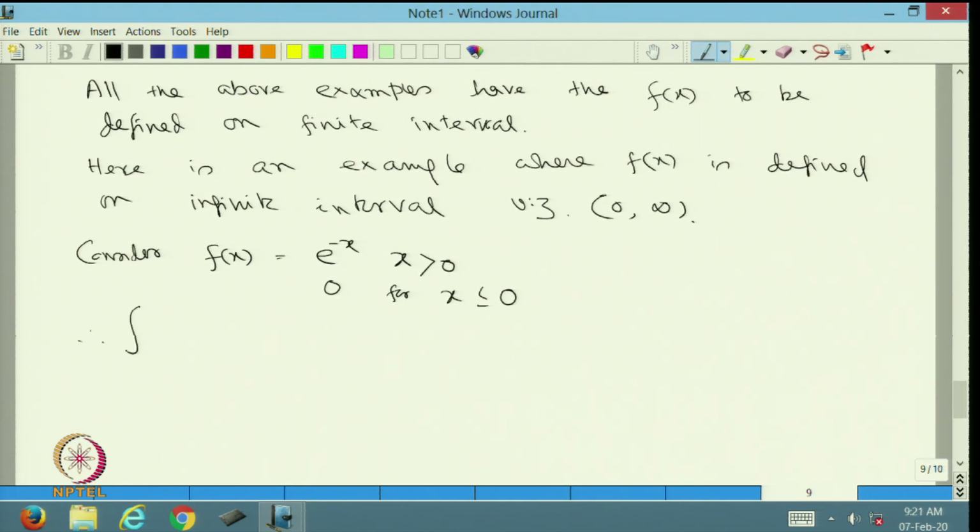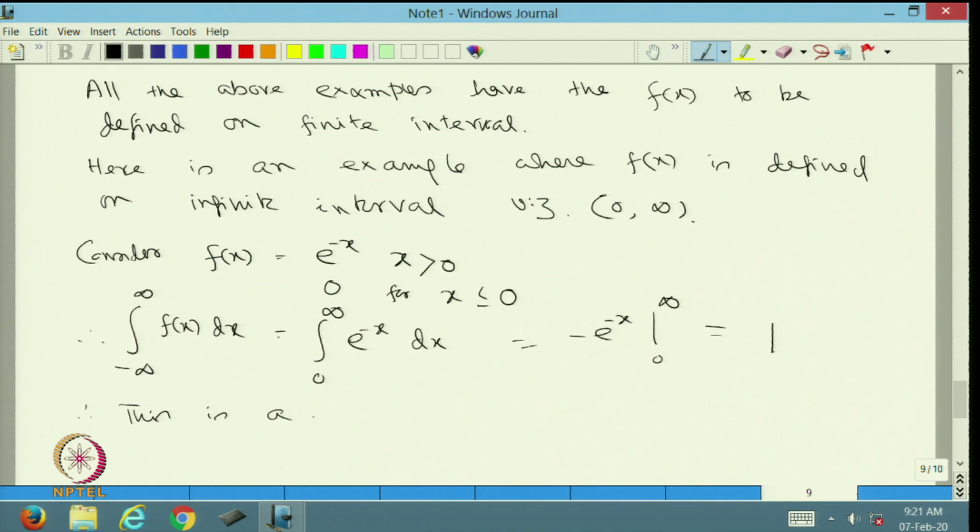Therefore, the integral from minus infinity to infinity of f(x) dx is equal to the integral from 0 to infinity of e to the power minus x dx, which is equal to minus e to the power minus x from 0 to infinity, which is equal to 1. Therefore, this is a valid PDF.